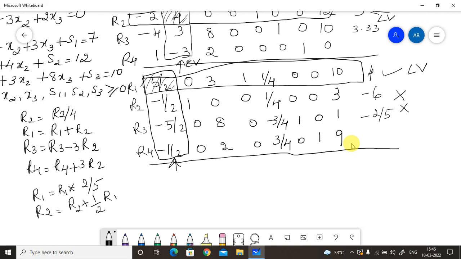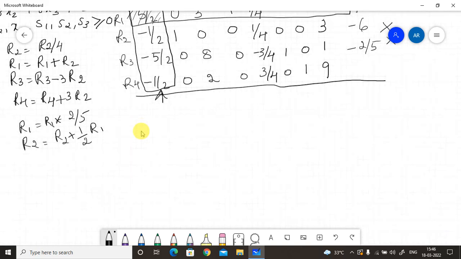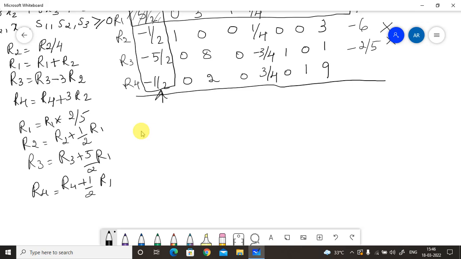Right, similarly what is the formula for R3? So what is the new formula you get for R3? R3 will be R3 plus 5 by 2 into R1, and R4 will be R4 plus half into R1. Okay, so this is the new formula. Based on that we are going to solve it.